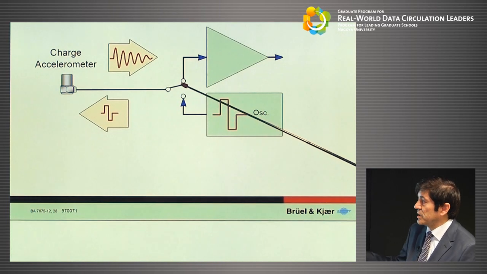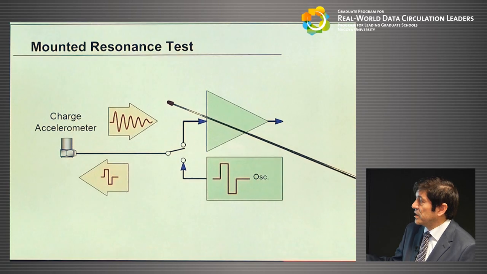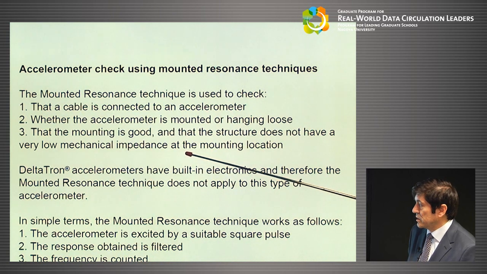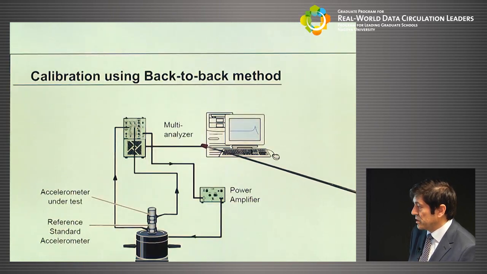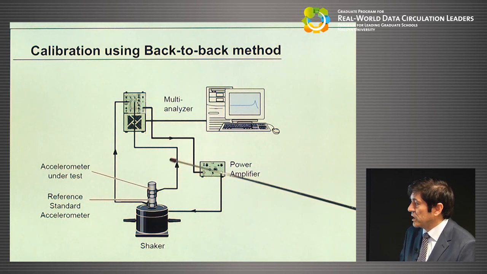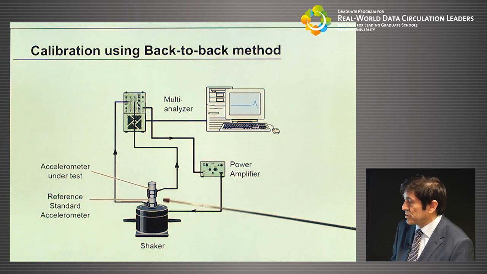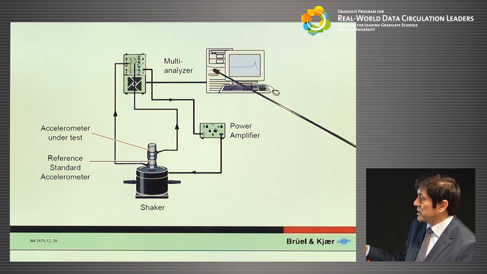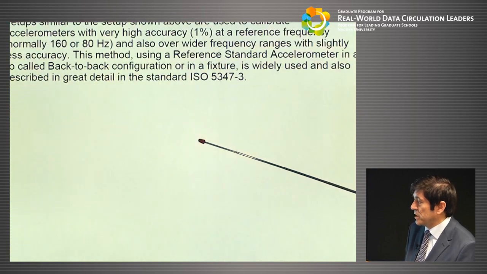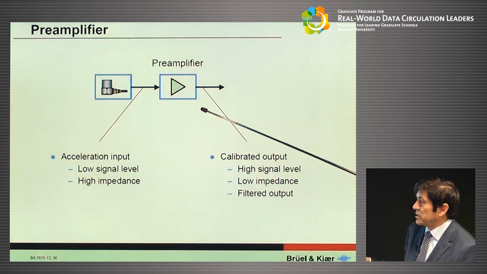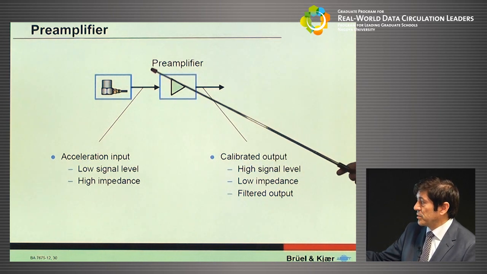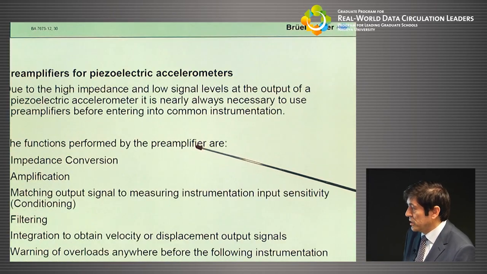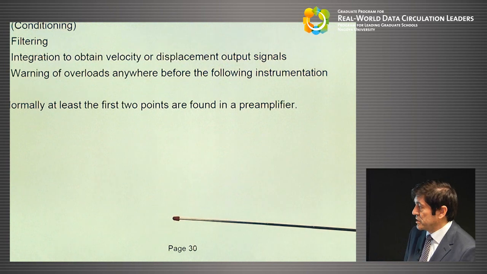There may be resonance in the accelerometer, and there are methods to check it. This is shown, how to measure calibration. Two sensors are checked. Measurement of one sensor and measurement of the second sensor are made simultaneously, and they are compared to each other. The sensor output is preamplified. Actually, we just increase the amplitude of the signal because the signal level is low. That's shown how it is done.